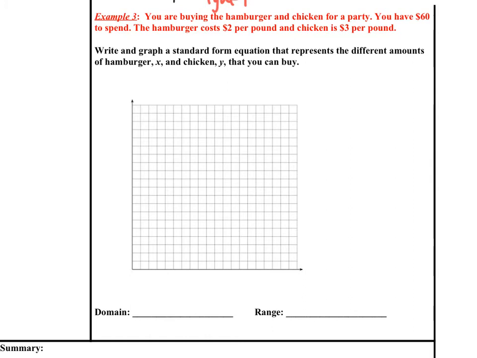All right, this is an equation that you can write in standard form. So you have $2 per pound of hamburger. So let X equal the pounds of hamburger, and Y is the pounds of chicken. All right, $2 per pound.